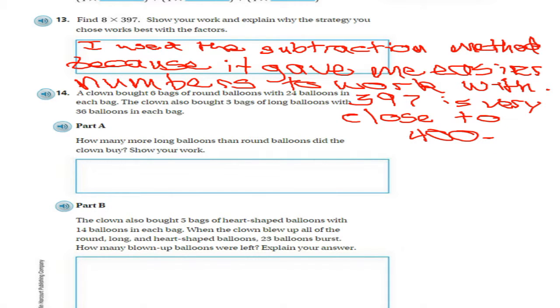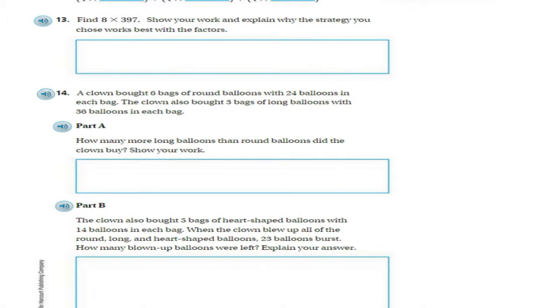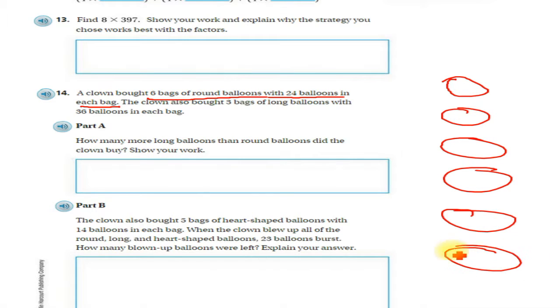Okay. Alright, again I'm going to erase because I don't have the room. I don't have any scratch paper. And I'm going to go on to number 14. A clown bought 6 bags of round balloons with 24 balloons in each bag. So again, I could draw a picture. 6 bags. 1, 2, 3, 4, 5, 6. And there's 24 balloons in each. 24, 24, 24, 24, 24, and 24. So there's my 6 bags.